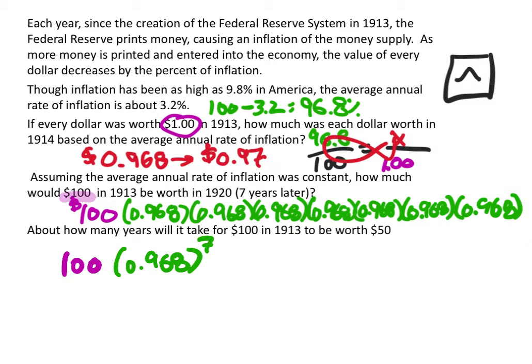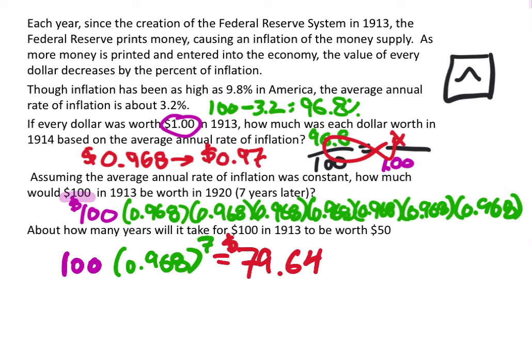So I can do 100 times 0.968. I will need the parentheses, by the way, to the power of 7. Well, let's see what that is. 100 times 0.968 to the power of 7. And I got that in 1920, that's 7 years after, right? We're now saying that $100 will only purchase $79. And I'm going to round that. I got 64 cents.